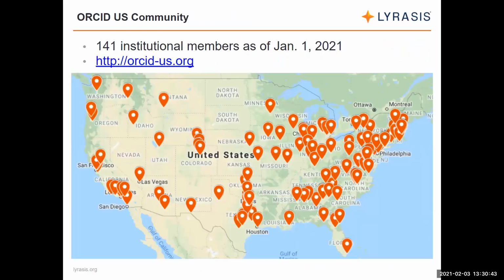And currently there are 141 institutional members of the Orchid US community that you can kind of see mapped out here. Most of these members are universities, but we do also have funders, research institutes, health and hospital systems, and other research-related groups like ESIP, the Earth Science Information Partners, as one example.